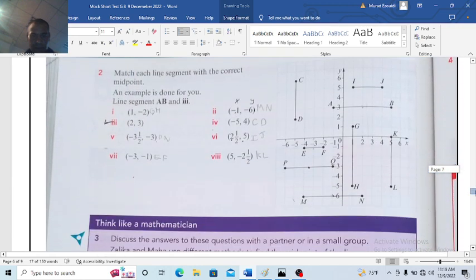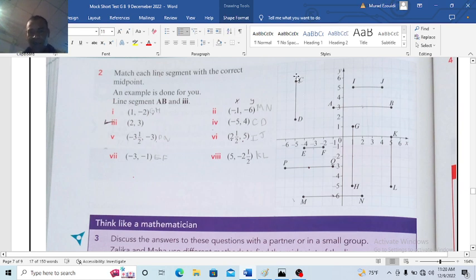Okay, from this diagram you are going to find the midpoint of the line segment joining, for example, IJ, AB, GH, KL, MN, PQ, EF, and CD.